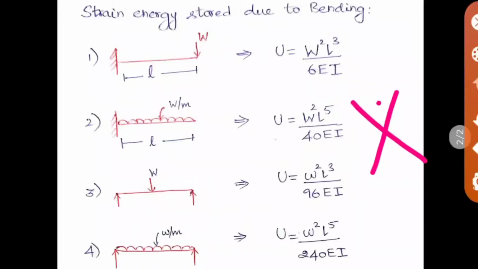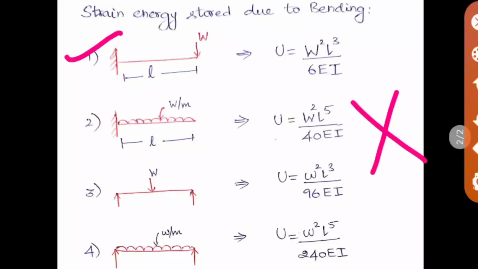The first thing is, it is a cantilever beam with the load at the end. So it is W square L cube by 6EI, and then cantilever beam with UDL, W square L power 5 by 40EI, and then simply supported beam with single load at the middle, W square L cube by 96EI, and simply supported beam with UDL, it is W square L power 5 by 240EI. Okay, W square by EI is common for all the terms, and this L cube is common for the single load application. L power 5 is common for the UDL cases.